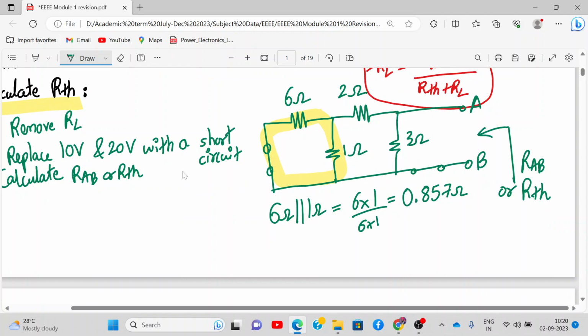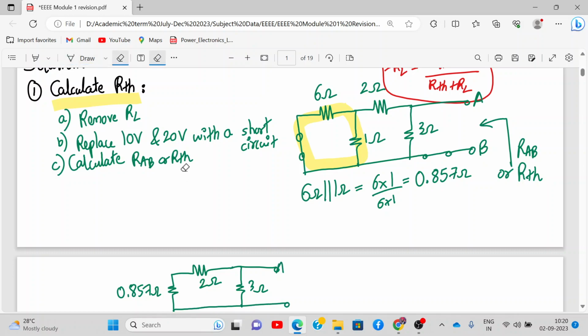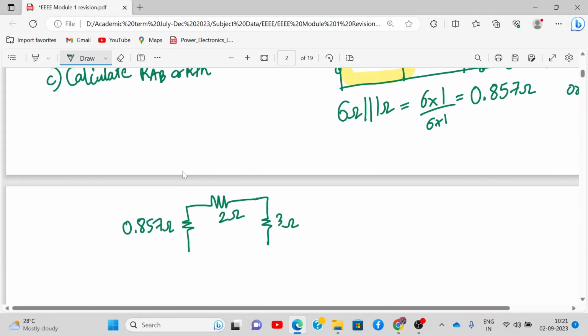So now I'll club this and make the circuit. So we got this as 0.857 ohms. Then we have 2 ohms over here, and then we have 3 ohms, and then we have A and B. This is what we have, right? Okay, so let me redraw the circuit over here. So this is B, A. Now how do we calculate RAB?